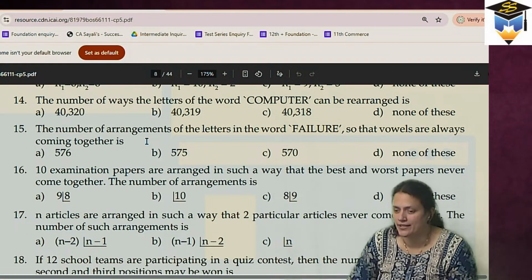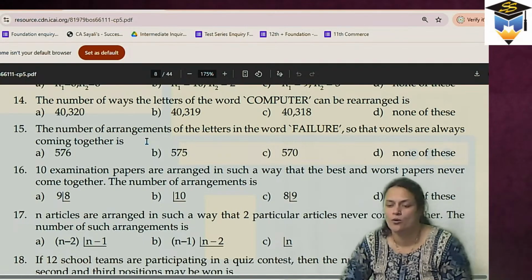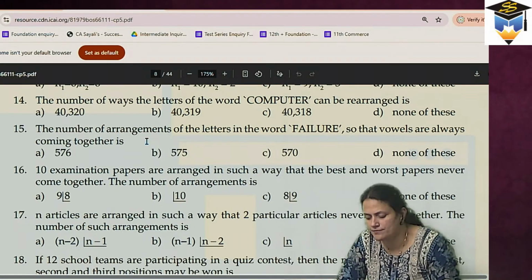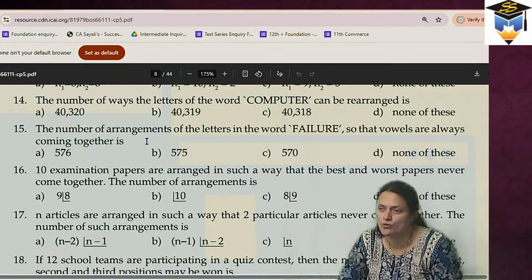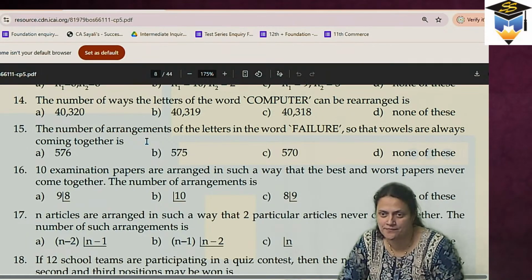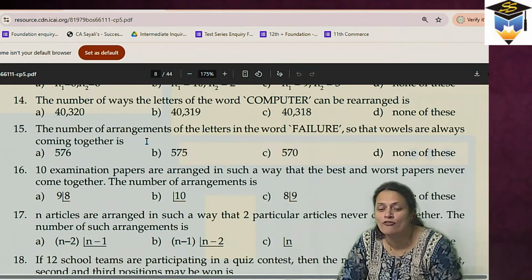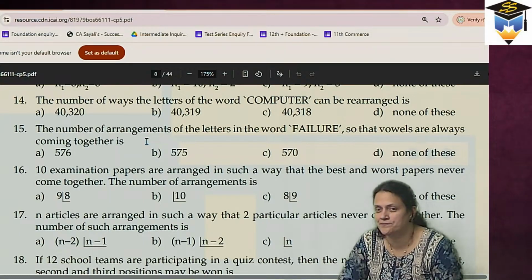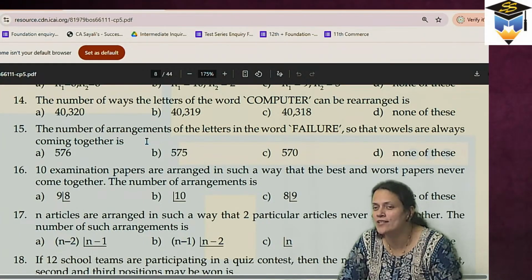Okay, but tell me, what is the value of 8P8 or 8 factorial? What is the value of 8 factorial? 40320. But that is not our answer. The answer is going to be 40320 minus 1. Can anybody tell me why minus 1?